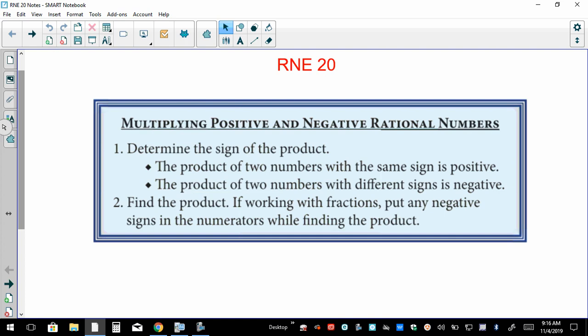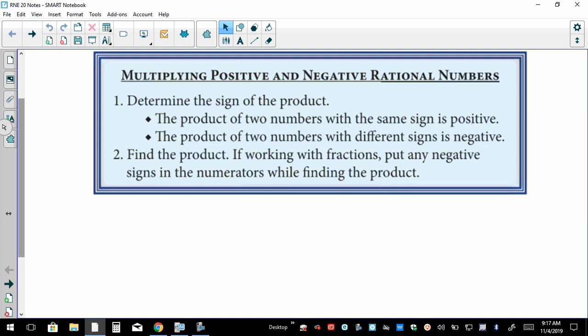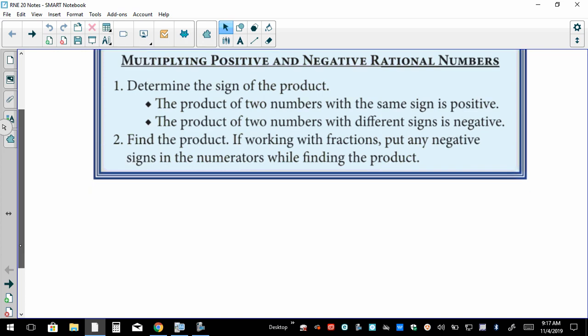So, determine the sign of the product, if it's positive or negative. Remember, we did positive and negative numbers, and we'll do the rules underneath here in a second. The product of two numbers with the same sign is positive. The product of two numbers with different signs is negative. Find the product. If working with fractions, put any negative signs in the numerators while finding the product. So let's just do this underneath here.